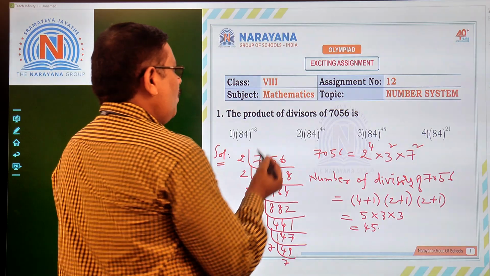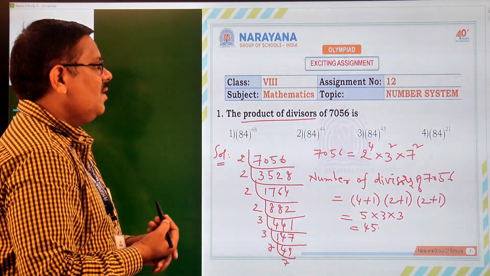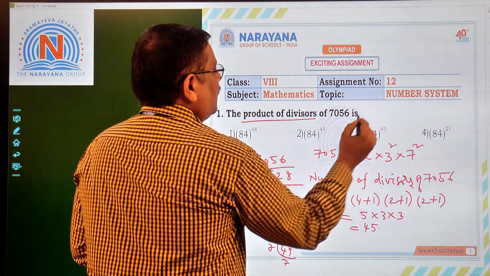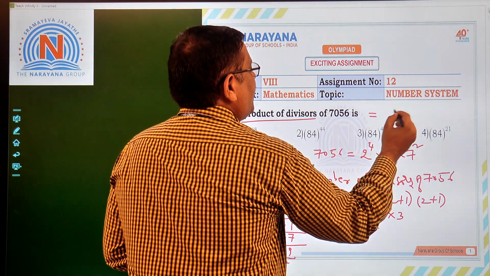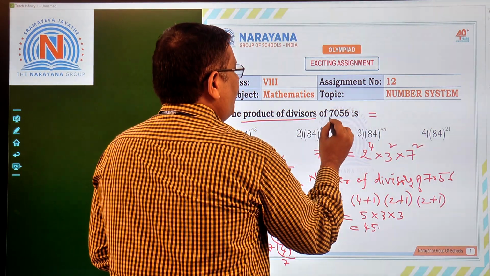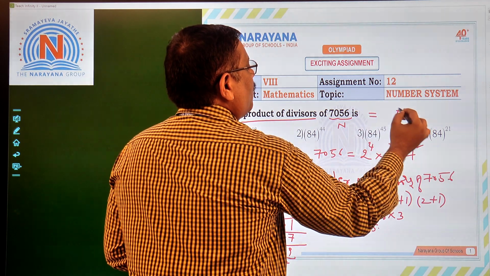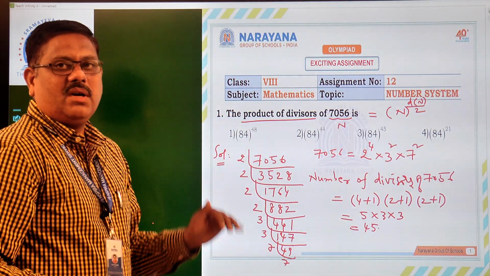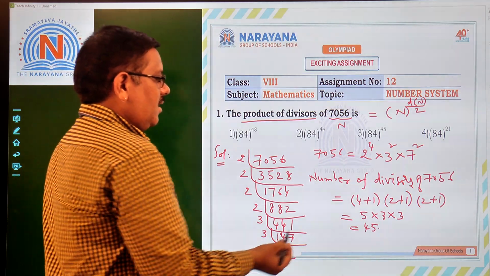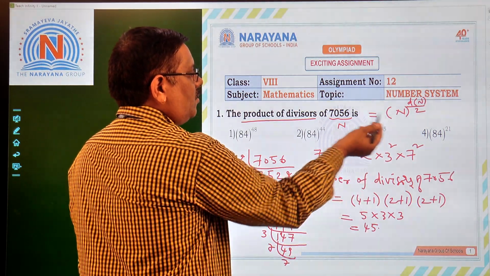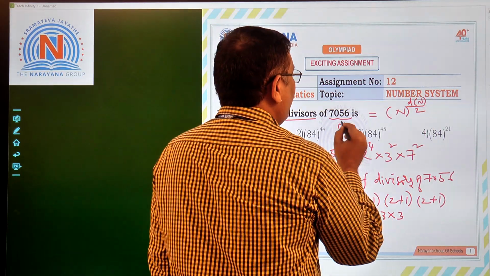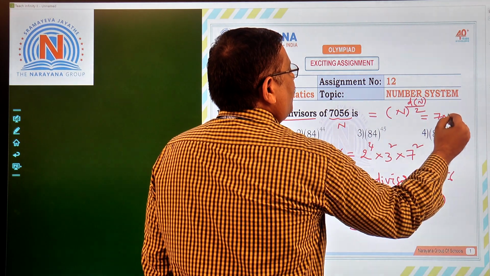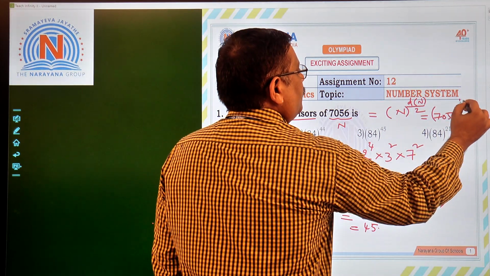Now what he is asking us is the product of divisors of the given number 7056. There is a formula for that. If n is the number, the product of factors is given as n to the power of d(n) upon 2, where d(n) is the number of divisors of n. Here d(n) is 45, so it is 7056 to the power of 45 by 2.